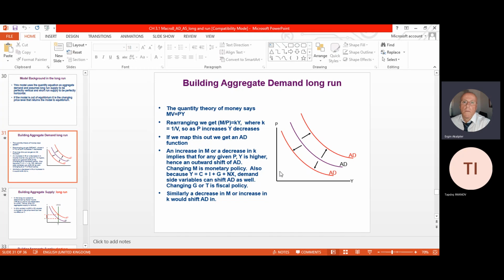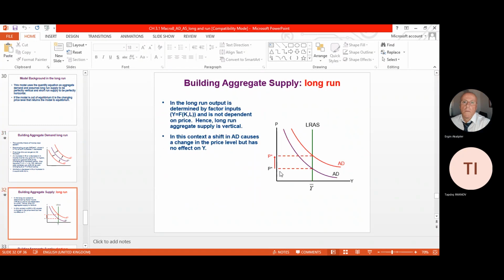Changing money supply is monetary policy, and it also causes output expansion. Demand side variables can shift the aggregate demand as well. Changing G or T is fiscal policy, that is, governmental expenditure and tax policy, and the other parameters are monetary policy. Similarly, decreasing the money supply or increasing K will shift the aggregate demand to a different position. As it is indicated there, aggregate demand shifts either up or down depending on these changes.